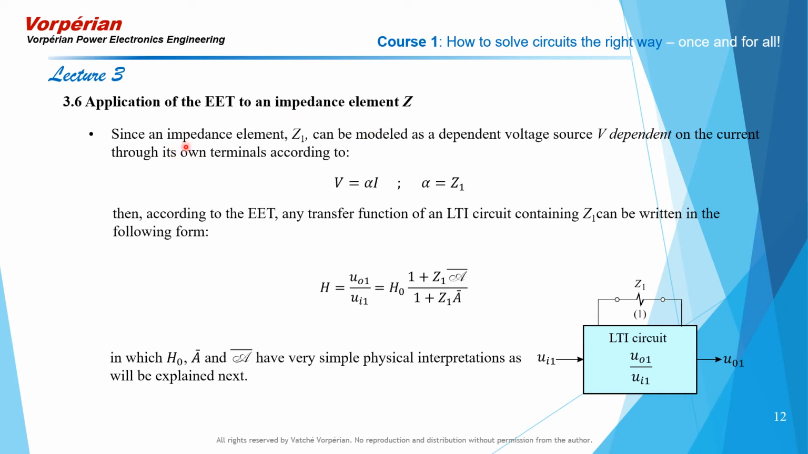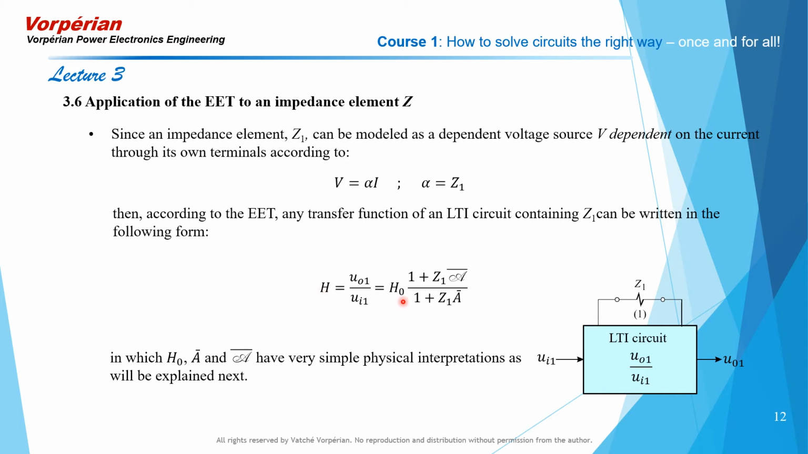We said earlier that an impedance element Z can be modeled as a dependent voltage source that depends on the current through its own terminals according to Ohm's law, V equals alpha I. Alpha is the gain of that dependent voltage source, equal to the value of the impedance element Z1. When we do that, then according to the extra element theorem, any transfer function of an LTI circuit containing Z1 can be written in the following form.